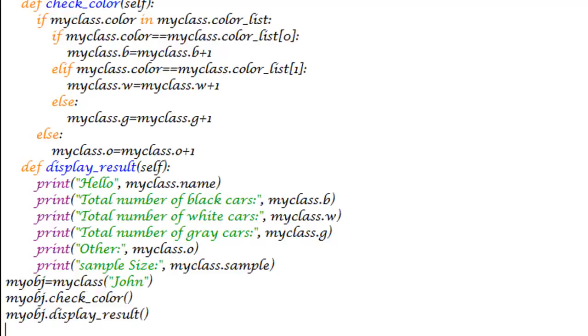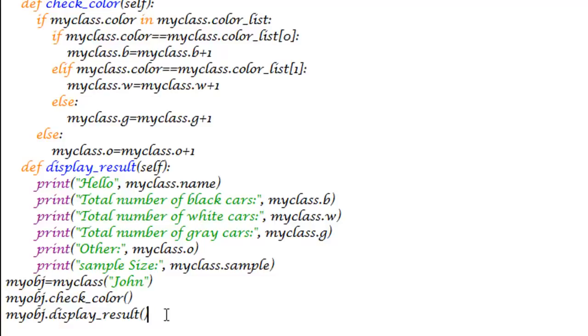So John will eventually get stored in the variable myClass.name, right? And then the constructor function gets called automatically, so I don't have to explicitly call it, but I have to call the other two functions. The other two functions are check color and display results. So I have done that by typing in the name of my object, myobj, then a dot, and then the name of the function, check_color. This is for the first function, and similarly display_result for the second function.